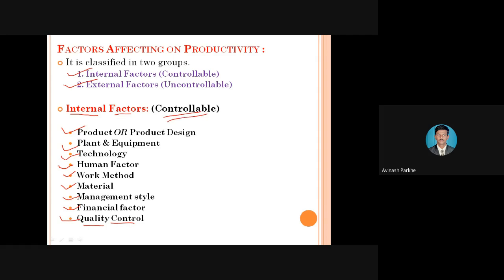Controllable means if I manage all these factors, then your productivity can be increased. It is in our hand to manage all these factors. Therefore these factors are called internal factors, or controllable factors.